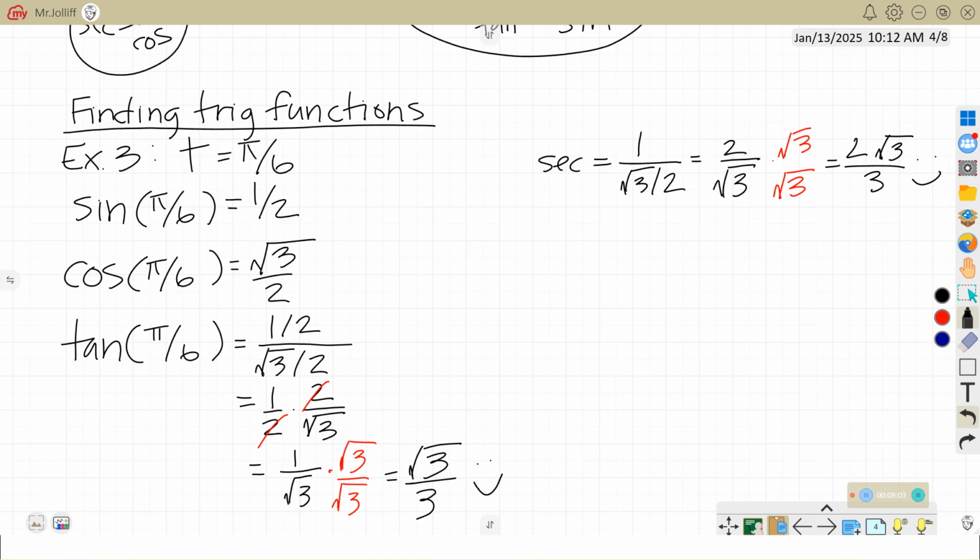And the last two will be a little less scary. Next one is cosecant, which is 1 over sine. And my sine is 1/2. What is the reciprocal of 1/2? 2 over 1, which is 2. Perfect.